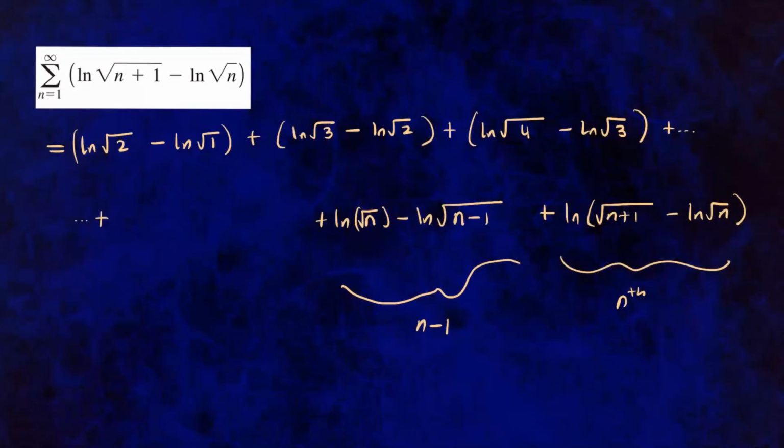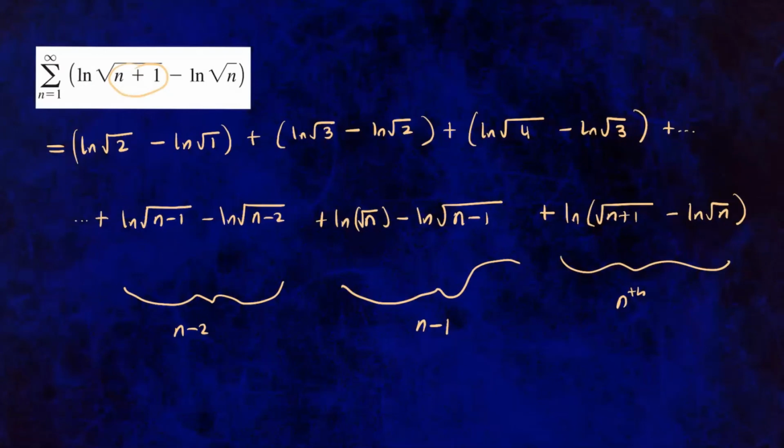So now let's go ahead and write out the n minus 2 term. So that's this one right here. If I sub in n minus 2 in here, I'll have ln of square root of n minus 2 plus 1, so that's n minus 1, minus ln of square root of n minus 2. All right, so that's the n minus 2 term. Now we can have a better idea where this is going. We can start canceling terms.